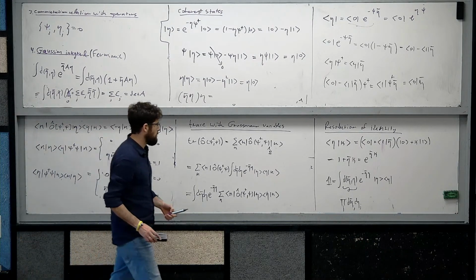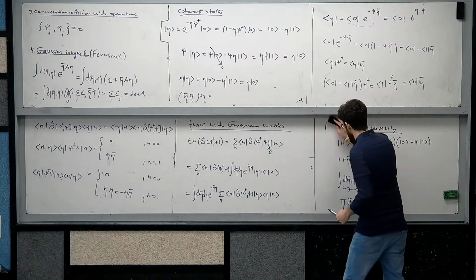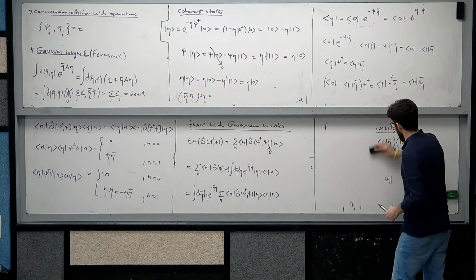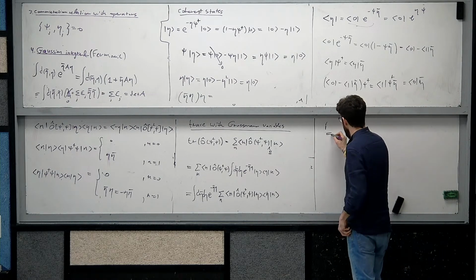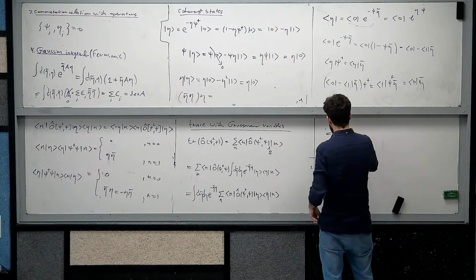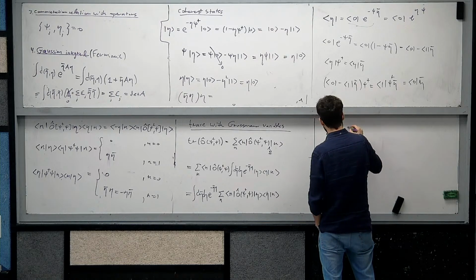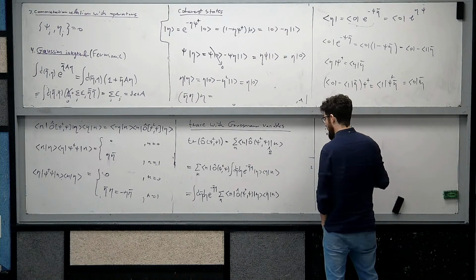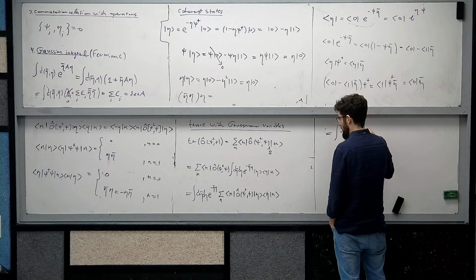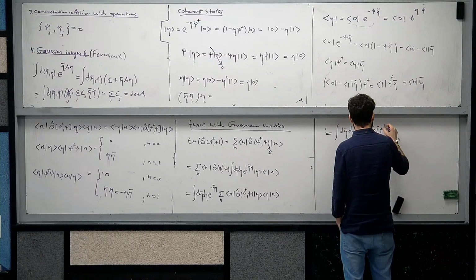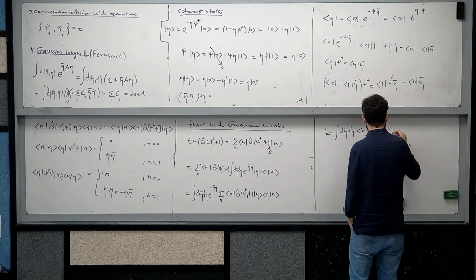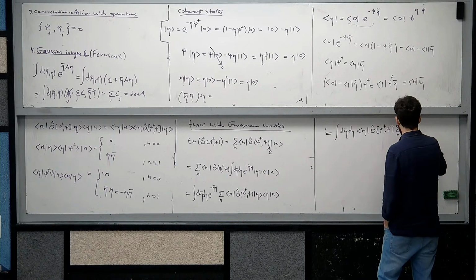So to conclude, what we're going to have is that this is equal to d eta bar d eta, eta, O of psi dagger psi, sum over n, eta.